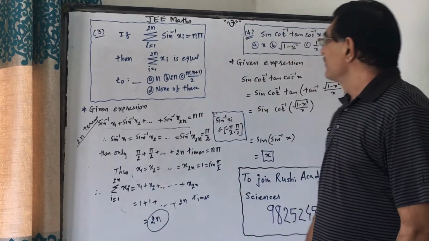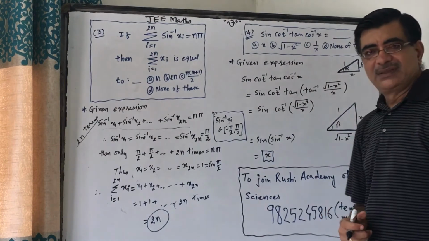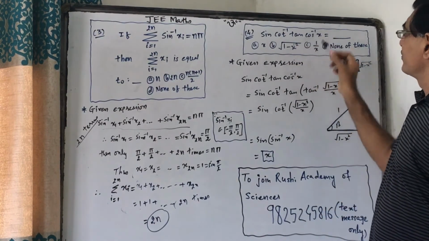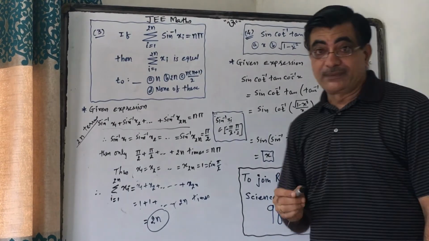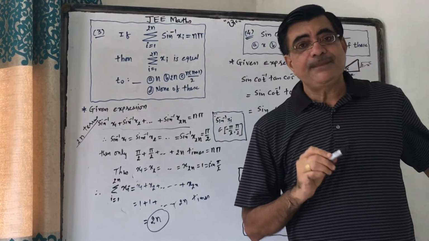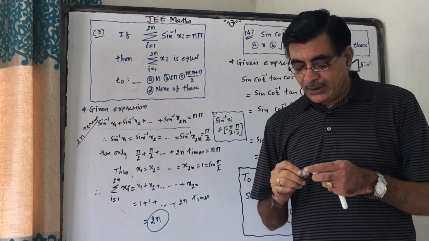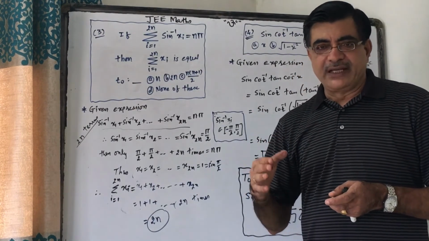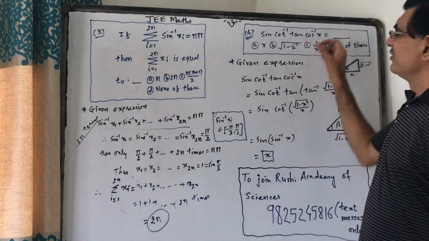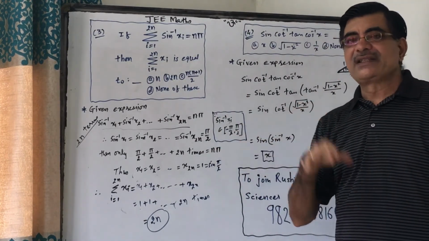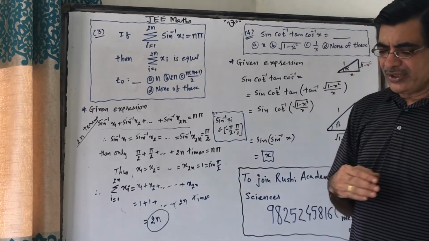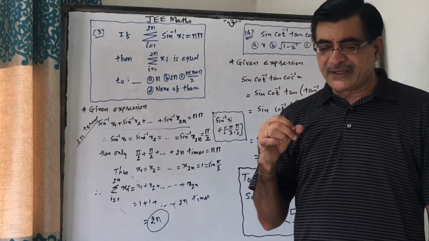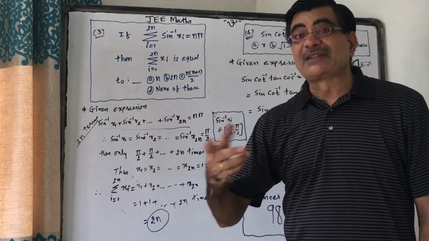Now this is fourth problem. Sine of cot inverse of tan of cos inverse of x equals to what? Choices are given. We can make an assumption like cos inverse x equals y, and then we can simplify. But we don't have that much time. So for entrance exams, use some tricky methods.